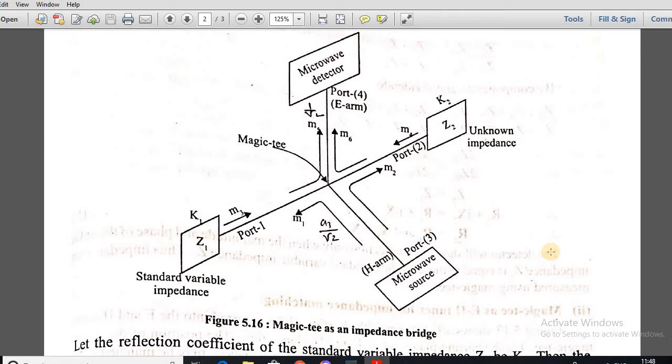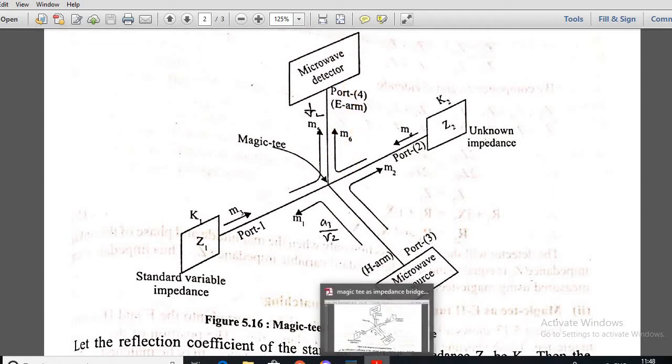As you can see in the diagram, the microwave source is connected to which arm? That is port 3, the H arm. Now, as per the property of the Magic T, discussed in the previous classes, when input is applied only to port 3 and there is no input from port 1, 2 or 4, it gets equally divided between port 1 and port 2, and there is no output measured at port 4.